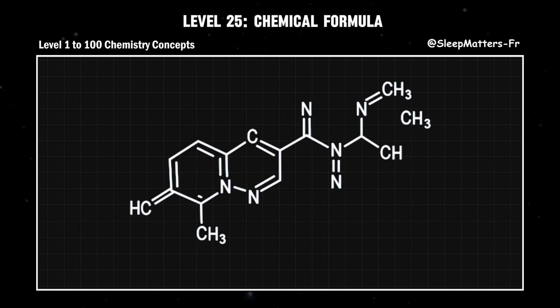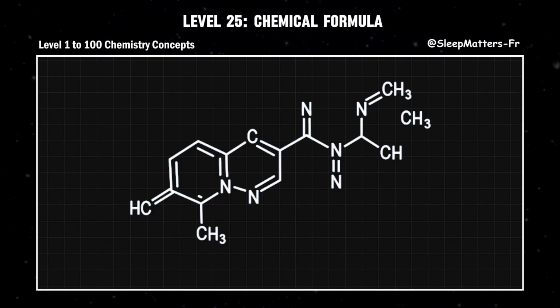Level 25. Chemical Formula. A chemical formula is a simple way of telling you what something is made of. It is like a secret code, but once you understand it, you can see the truth of any substance. Water is H2O. This means it has 2 hydrogen atoms and 1 oxygen atom. Salt is NaCl, 1 sodium and 1 chlorine.